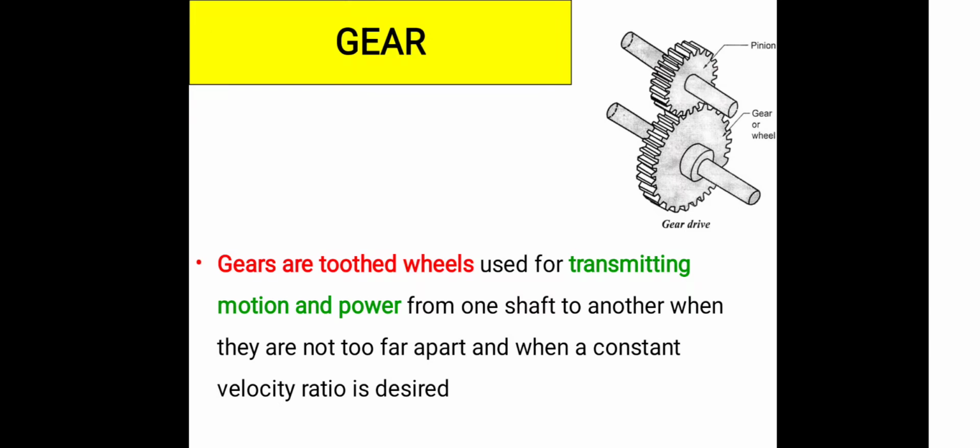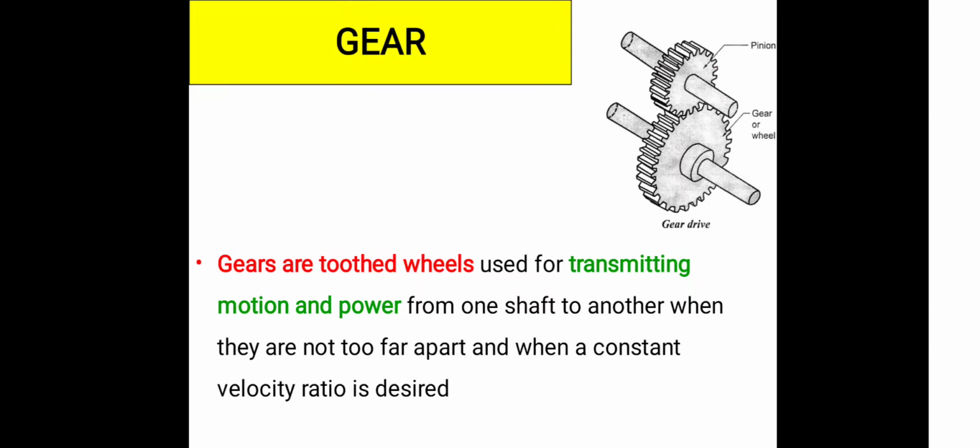A combination of gear mechanisms can be utilized to transmit power over distant places. It is called a gear train. Simply, a gear is called a toothed wheel. On the outer periphery of a cylindrical portion it has some teeth; this is called a gear, which is used for transmitting motion and power from one shaft to another shaft.